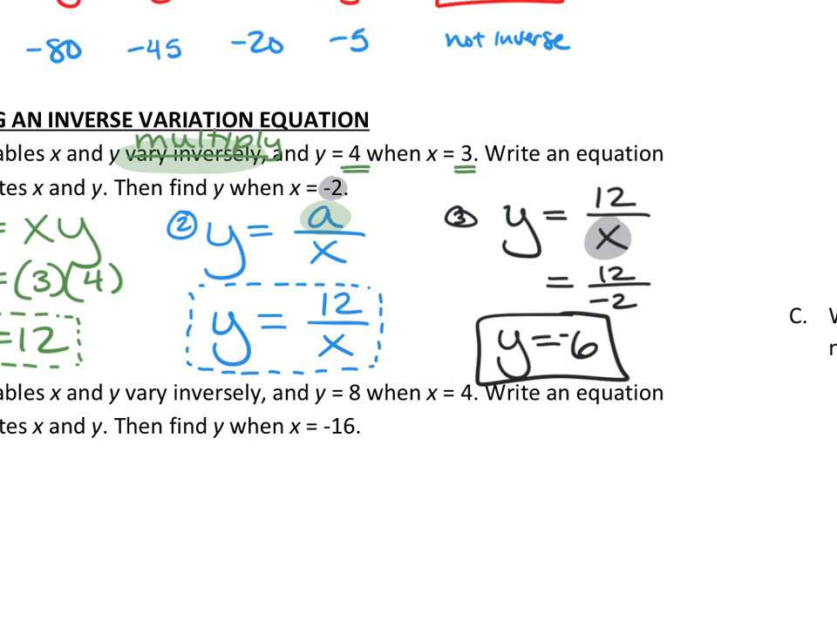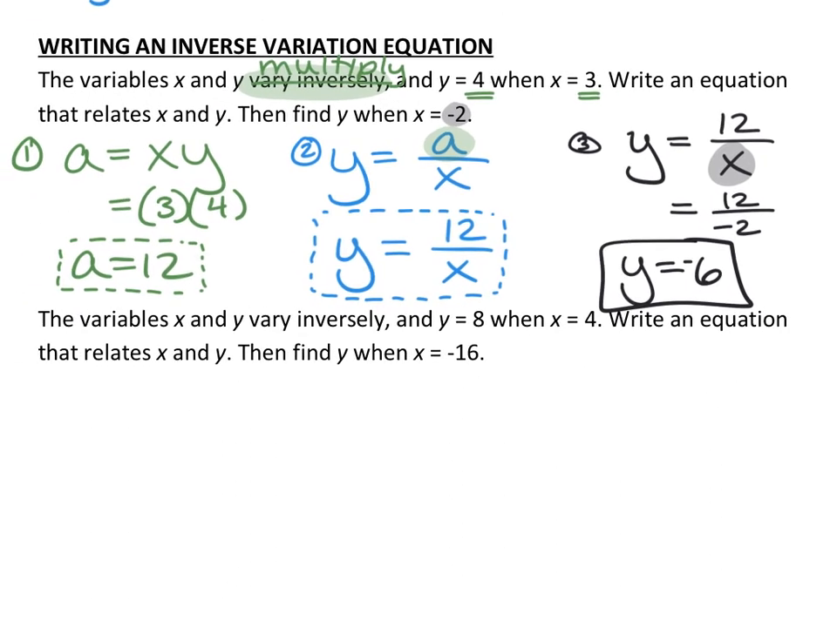So the 3 steps here are, number 1, find your a value by multiplying them. Number 2, plug that a value into the equation. Number 3, plug what you want to know into the equation to get what you're looking for. Does that make sense? Can we do another problem, but y'all are going to lead me through what to write. It's the same sort of problem with different numbers.